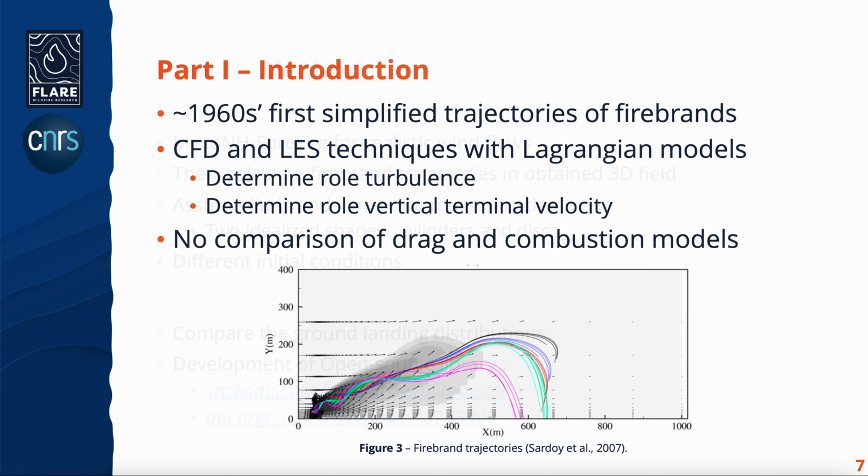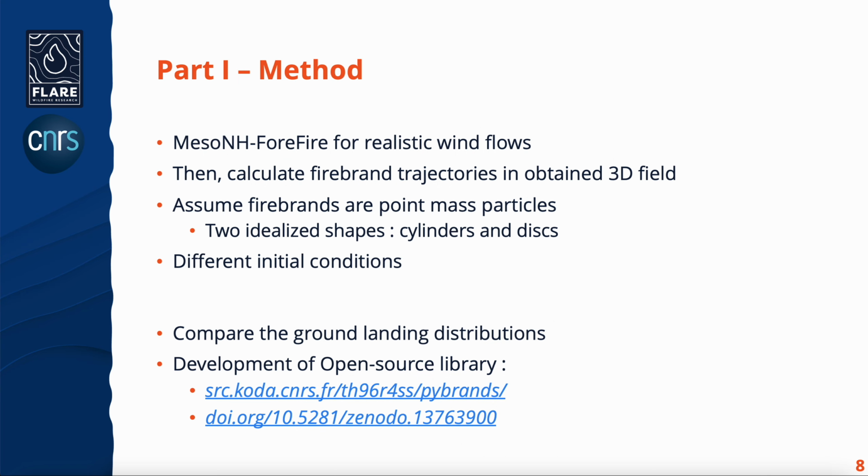of firebrands. So what we have done in this first part is to use Meso-NH and ForeFire, which is a coupled fire atmosphere model, to obtain realistic wind flows. Once we have obtained a realistic wind flow describing the plume of the fire and the actual atmospheric circulations, we're able to calculate the firebrand trajectories in the obtained 3D field.